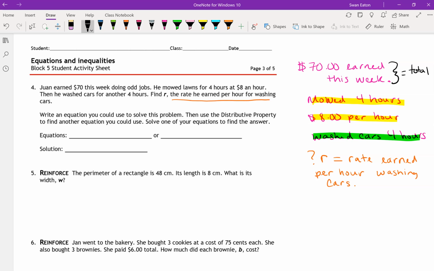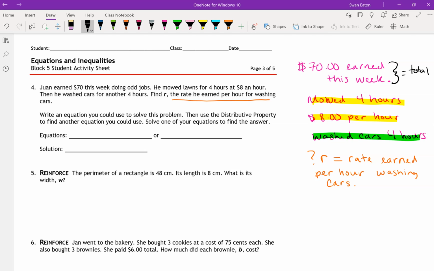So $70, this equals the total. It's always really important to figure out if there's a total anywhere in any of these numbers. So this 1 week, Juan was hustling. He made $70 this week. And out of that $70, he worked 4 hours mowing lawns and 4 hours washing cars. So he only worked 8 hours and made $70. But we need to know how much he made an hour while he washed cars.